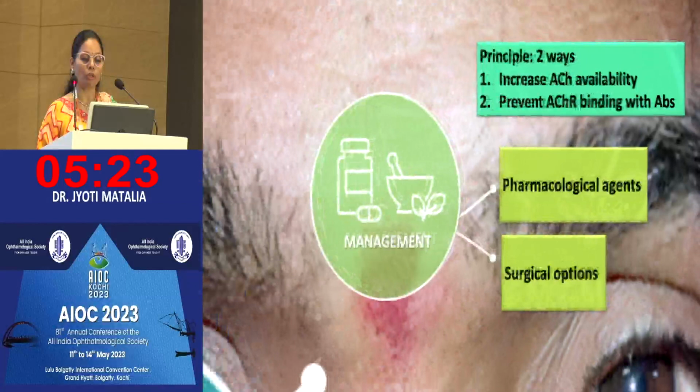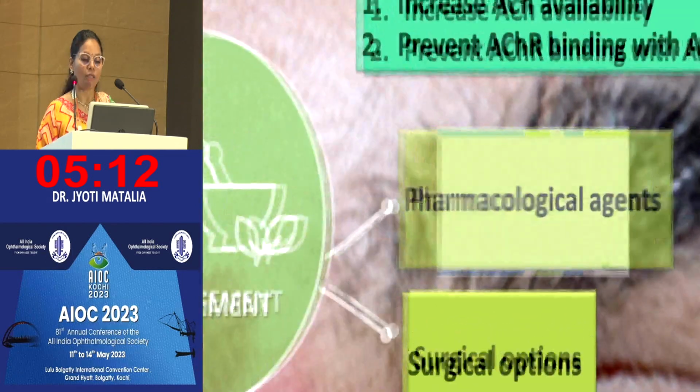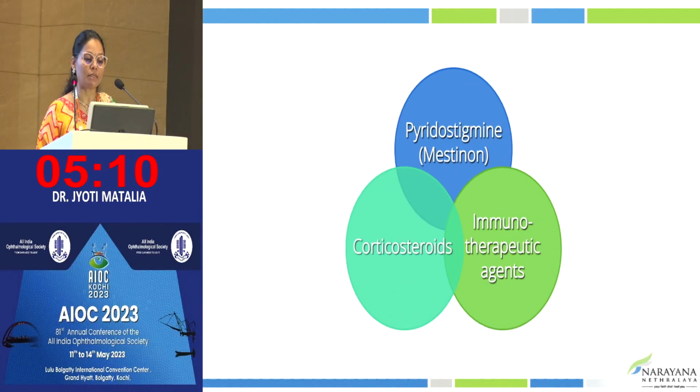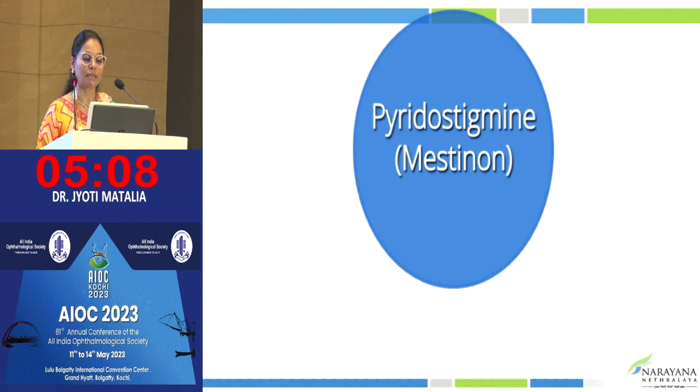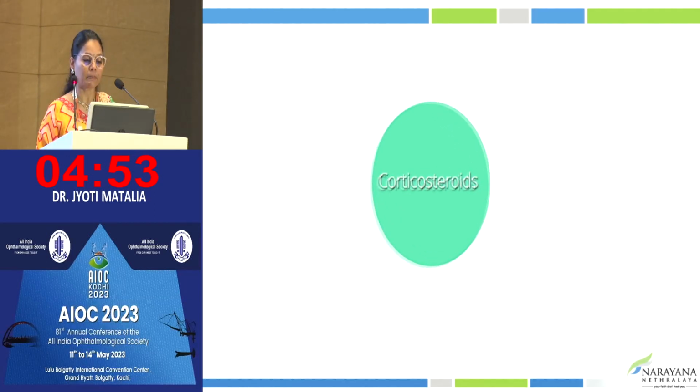So now we can go to the management. There are two ways of treating: increasing the acetylcholine availability at the neuromuscular junction, or preventing the antibodies from binding the acetylcholine receptor. For that, we can start with the pharmacological agents. As you can see, these are three important drugs, starting with pyridostigmine. It's a prodrug and cholinesterase inhibitor causing prolongation of the action of acetylcholine at the neuromuscular junction, but no effect on natural history. Unfortunately, with ocular cases, it is not as favorable.